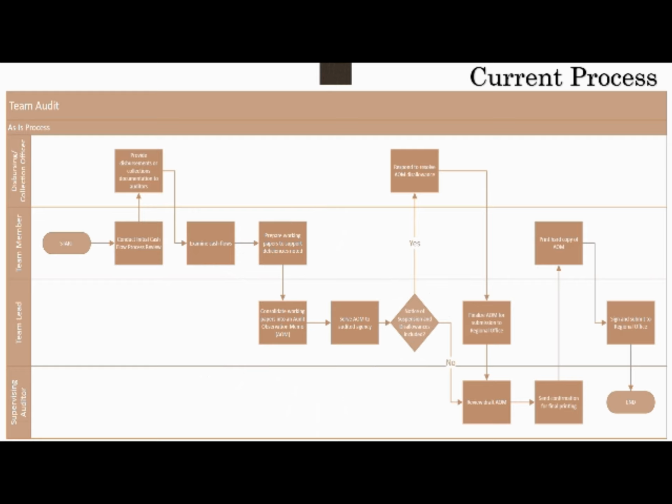There could be a disallowance, and that disallowance would have to be resolved. And if it's finalized, then that will be submitted to the regional office. The supervising auditor in the regional office will review the draft of the AOM and then send the confirmation for final printing, and then the hard copy will be printed by the team, signed, and submitted to the regional office.